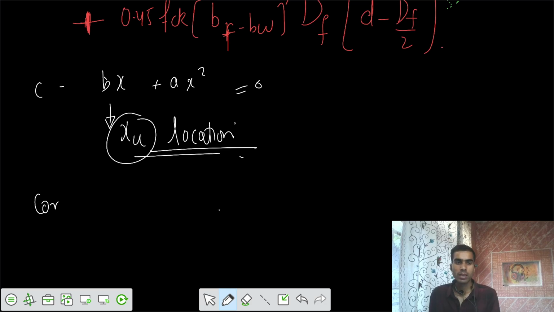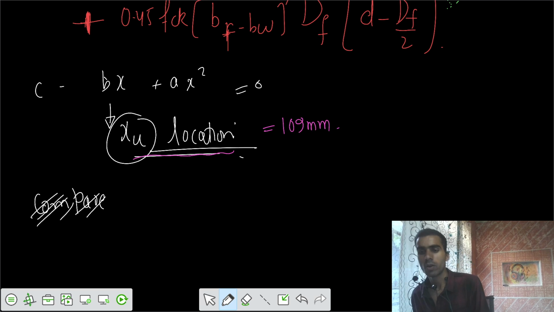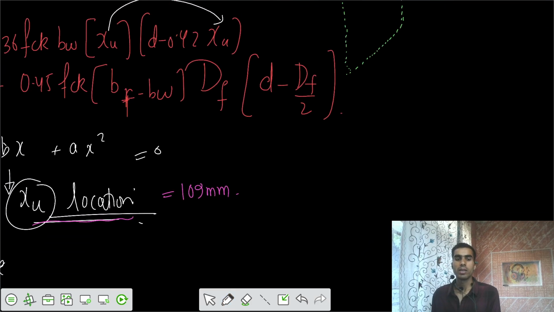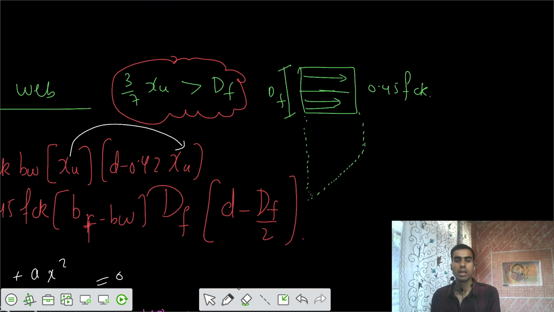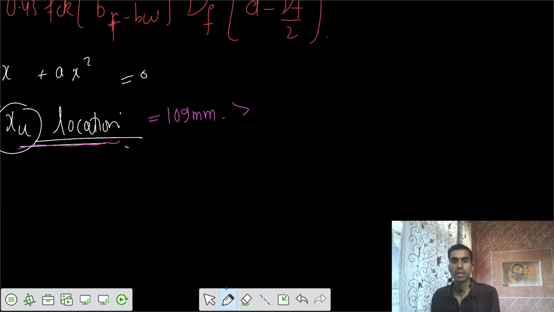Now compare that. Now check that again. First we need to check whether our assumption is true. So once you got the XU location, let's say XU was 109 millimeters. Once you got the 109 millimeters, and I assumed that the neutral axis was in the web portion, and if the DF was 100, okay, no problem. That means the assumption is true.